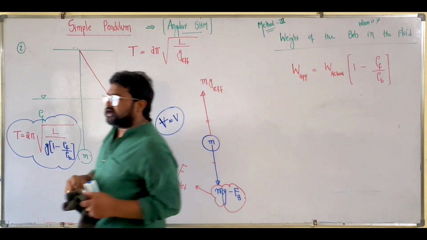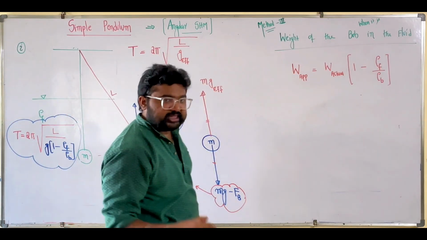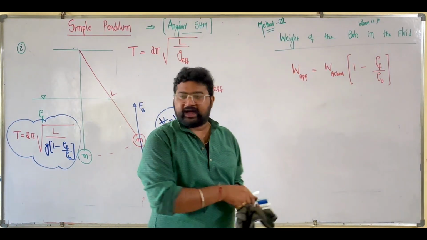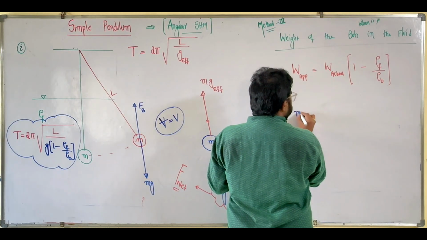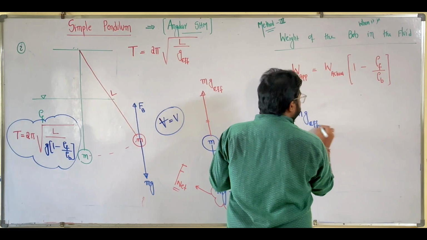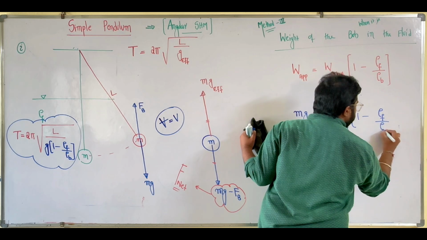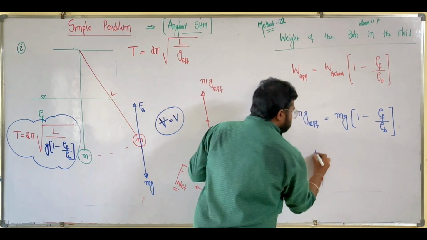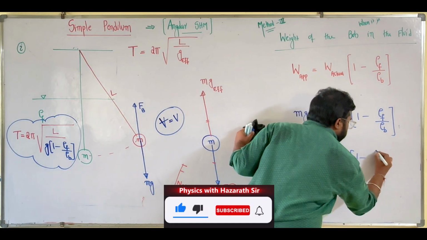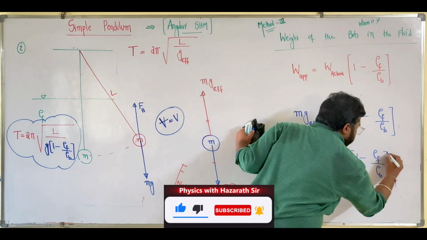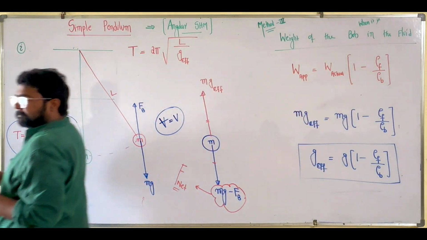This is apparent weight. Entire physics, whenever the body is moving in the fluid environment. Clear? So here, W apparent is nothing but mg effective. mg effective equals mg into 1 minus density of the fluid by density of the bob. G effective equals how much? G into 1 minus density of the fluid by density of the ball.